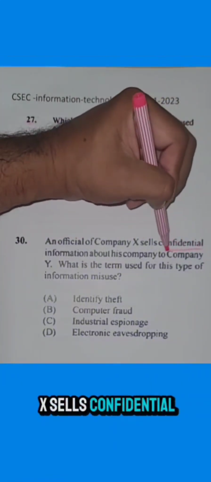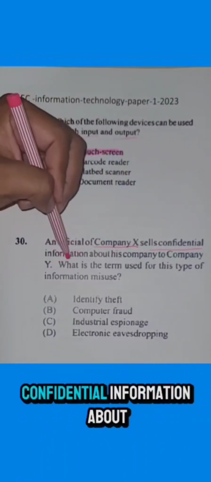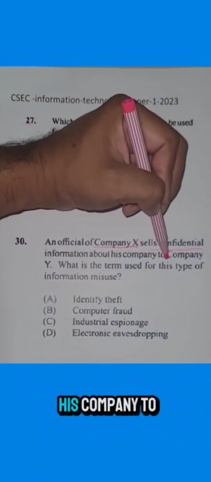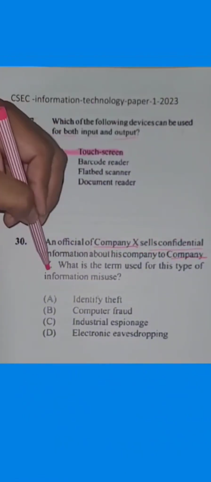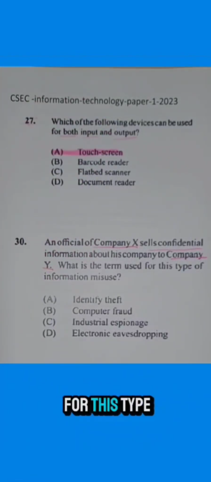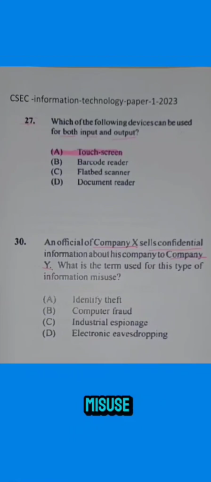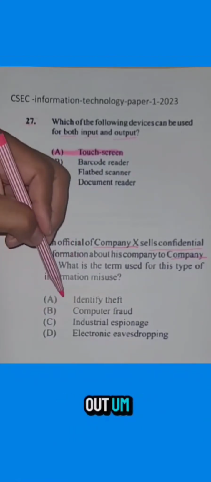An official of company X sells confidential information. I'm going to highlight the important words, right? An official of company X sells confidential information about his company to company Y. What is the term used for this type of information misuse? So let's check out some of the options they give us.